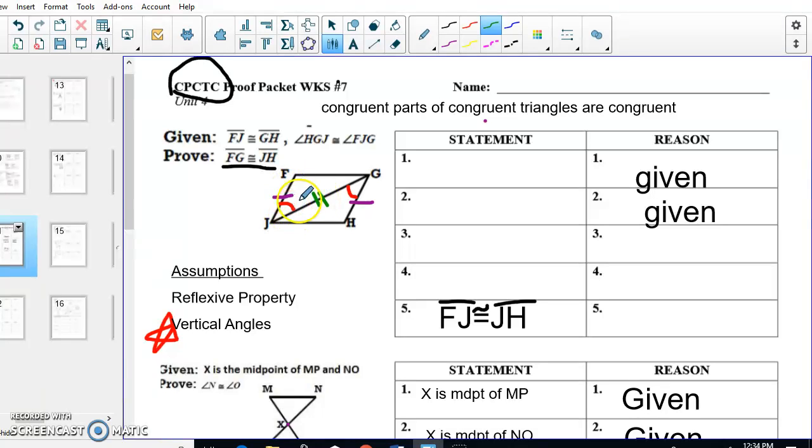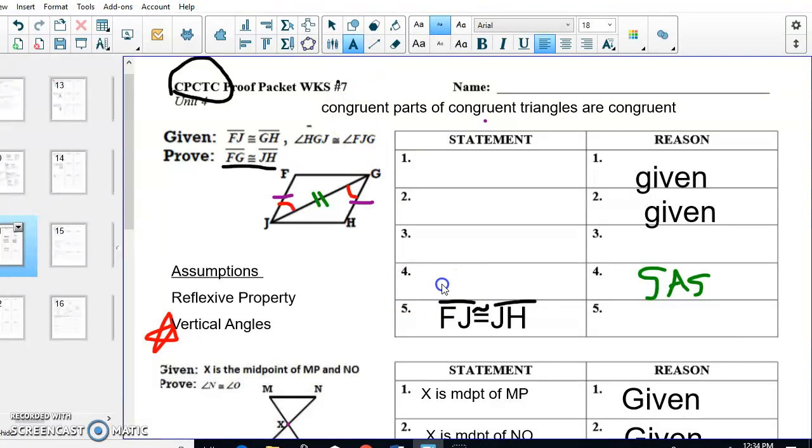Remember, you never start in the middle, you always start on the left or the right. So side, angle, side, or side, angle, side. Either way, these two triangles are congruent by SAS, side, angle, side. So here I would write that triangle FJG is congruent to triangle HGJ by side, angle, side.